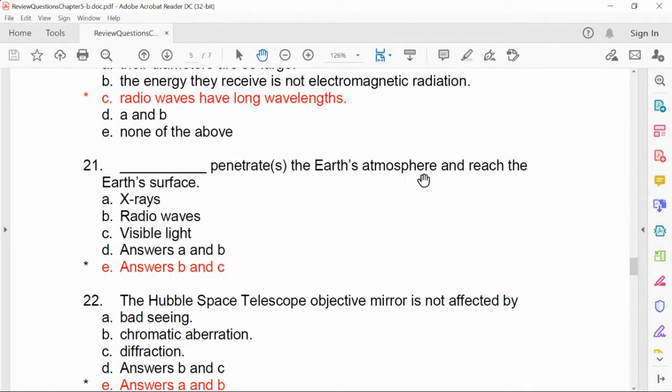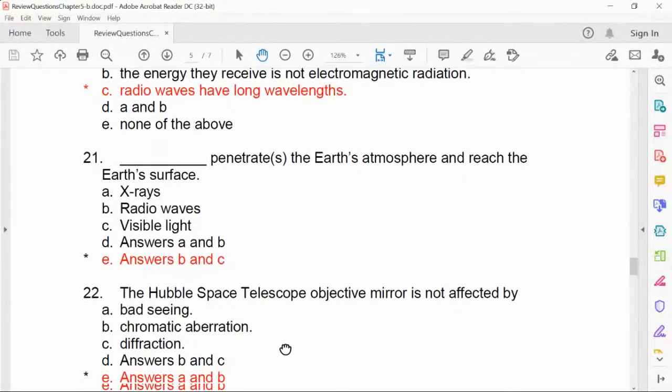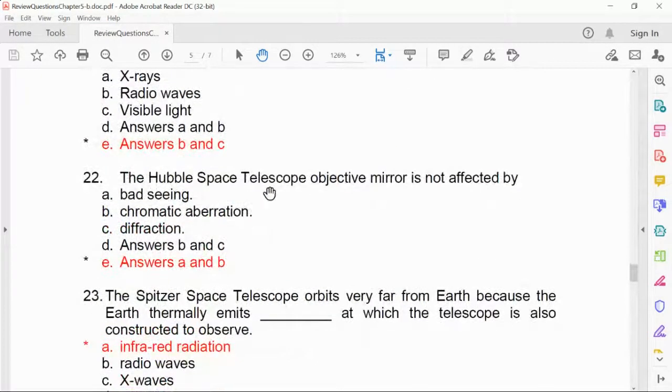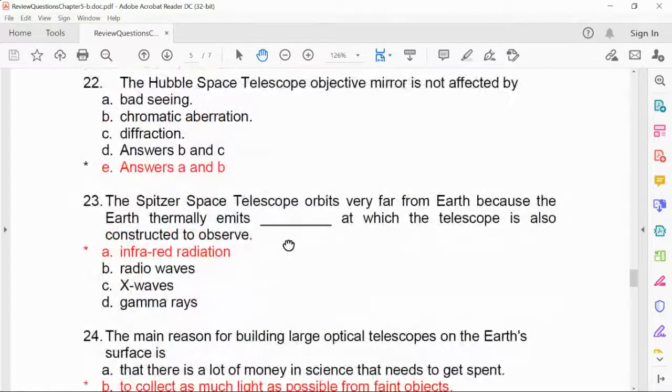Which penetrates the Earth's atmosphere and reaches Earth's surface? You know that's only radio waves and visible light. So the answer here, B and C. The Hubble Space Telescope objective mirror is not affected by bad seeing. It's not affected by chromatic aberration because it is a mirror, not a lens. So the answer here, A and B. Probably next year we'll add the James Webb telescope as well here.